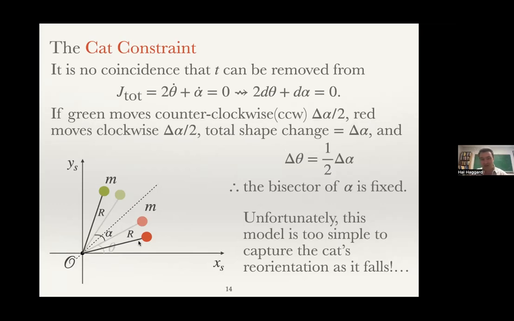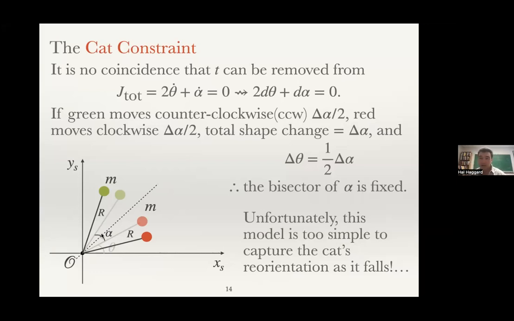And so what ends up happening is that the bisector, the dashed line in this figure, is fixed throughout this whole process. So if we were wanting to model the cat's reorientation, if we wanted the cat to actually be able to land on its feet having been dropped upside down, that's going to require reorientation that completely flips everything upside down.